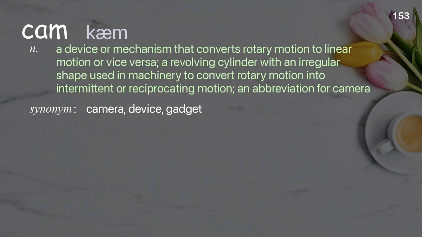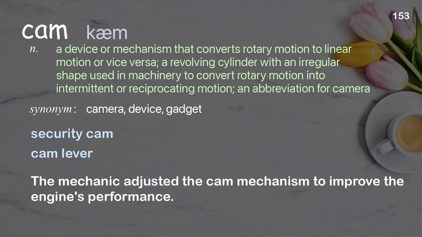CAM. A device or mechanism that converts rotary motion to linear motion or vice versa. A revolving cylinder with an irregular shape used in machinery to convert rotary motion into intermittent or reciprocating motion, an abbreviation for camera. Examples: security cam, cam lever. The mechanic adjusted the cam mechanism to improve the engine's performance.